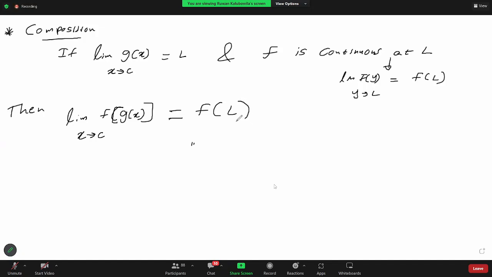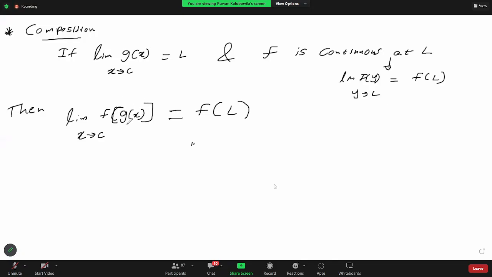I'll write f(L). f(L) means what? Here, because f is continuous now, at the L you can write this one. So in here, you can say a little bit. So g(x) is a function. When the limit of x approaches c, first you have to consider the g(x) function.